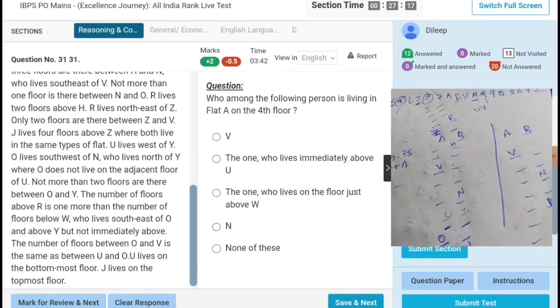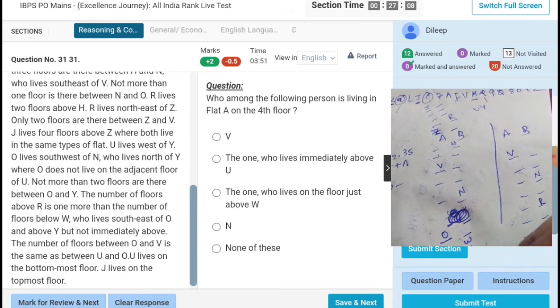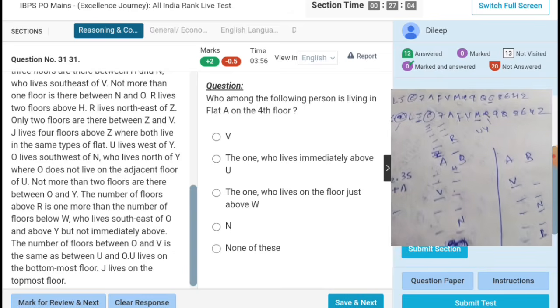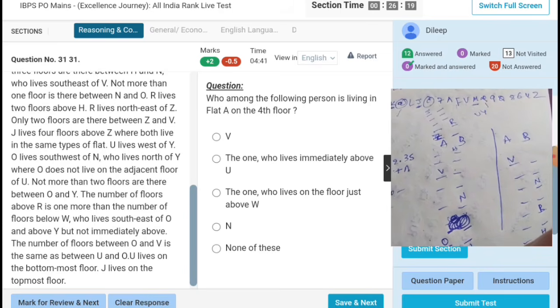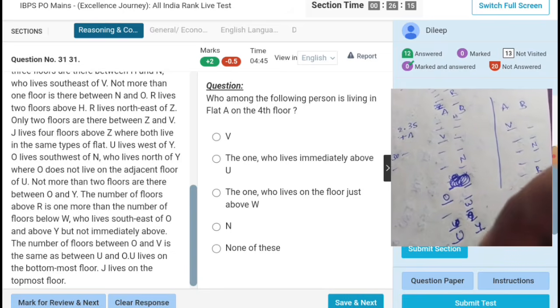And above Y. Three and one, two, and next. Next, the number of floors between O and V is the same as between U and O. 1, 2, okay. U is the bottommost floor, and J is the topmost floor.